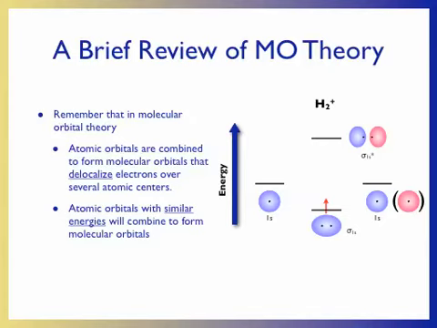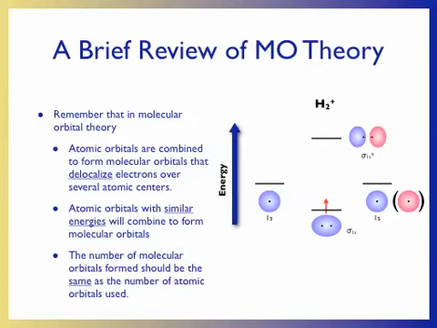For example, in the diagram to the right, we notice that hydrogen has two 1s orbitals, one from each hydrogen atom, to make the hydrogen molecular ion. 1s orbitals are the same in energy, so they combine together from different atomic centers to form molecular orbitals. Finally, we would like to note that the number of molecular orbitals formed is the same as the number of atomic orbitals used.